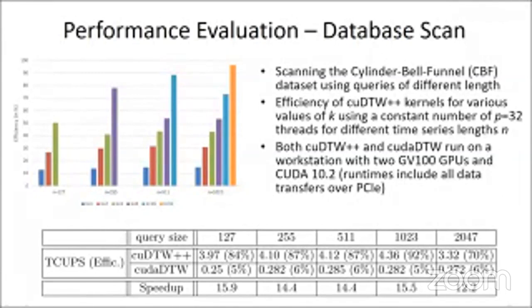And then we also compare the performance in the table here to the previously fastest program, cudaDTW. And you can see that we can achieve speedups of between 15.9 and 12.2. Both softwares executed on the same hardware.